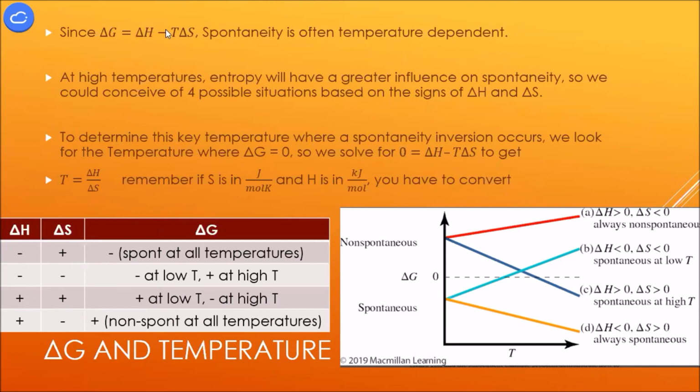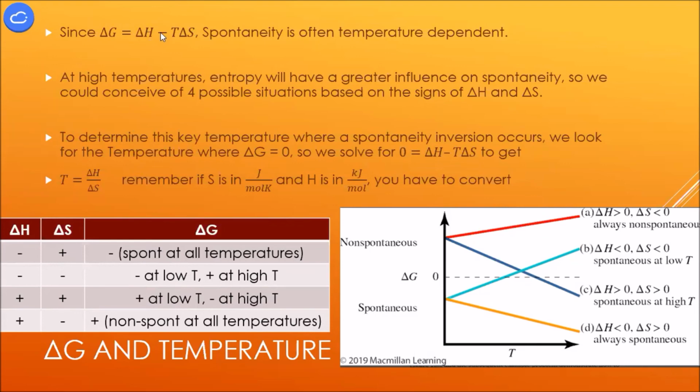If delta S is positive, then a negative minus a positive is always going to be negative. So when delta H is negative and delta S is positive, this is always going to be spontaneous regardless of the temperature. Low temperature, it's going to work. High temperature, it's going to work.